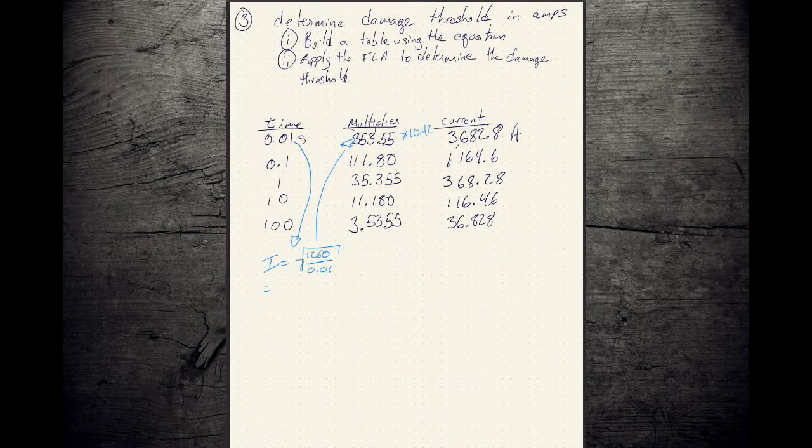Next up, we're going to determine our damage threshold. We're going to pick some times in seconds, use our equation, and generate some multipliers. Those multipliers are per unit. These two are going to be the same for every different transformer. Keep in mind, this is unitless. You can't plot it on a TCC graph. So again, we're going to multiply through by our full load amps, and we're going to end up with a current in amps. Now we've got time in seconds and current in amps. We're ready to plot our damage threshold.